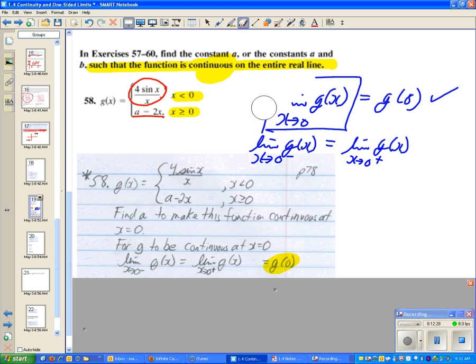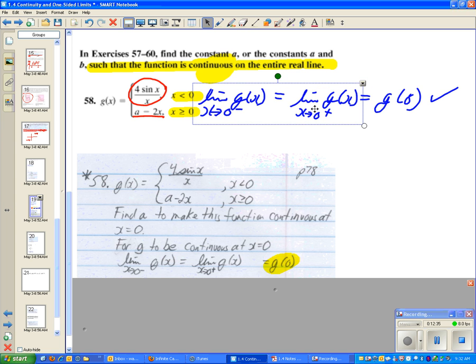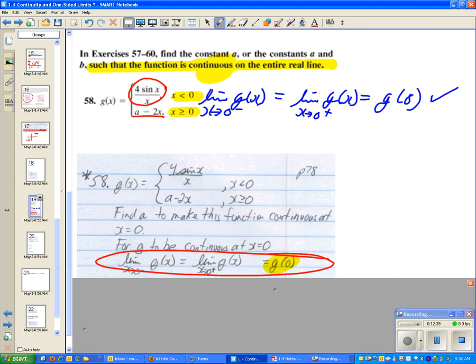So I replaced that with that. Does that help? Okay, everybody see the reasoning?